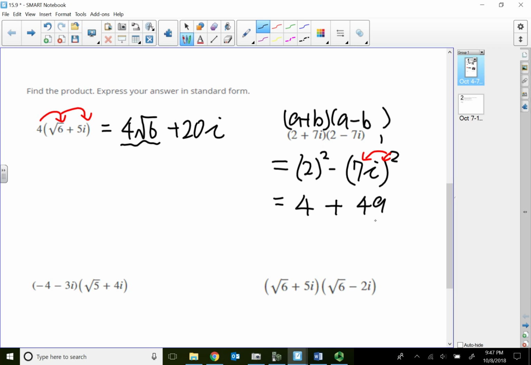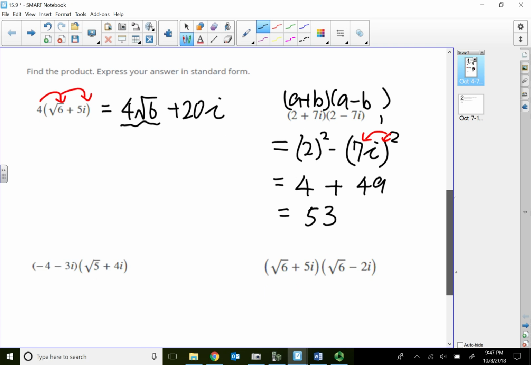7 squared is 49, subtract, this negative sign is already there, but the i squared gives me another negative, so the two negatives multiplied together will make my second term positive 49. So 4 plus 49 is 53. See, the answer has no imaginary number in it.